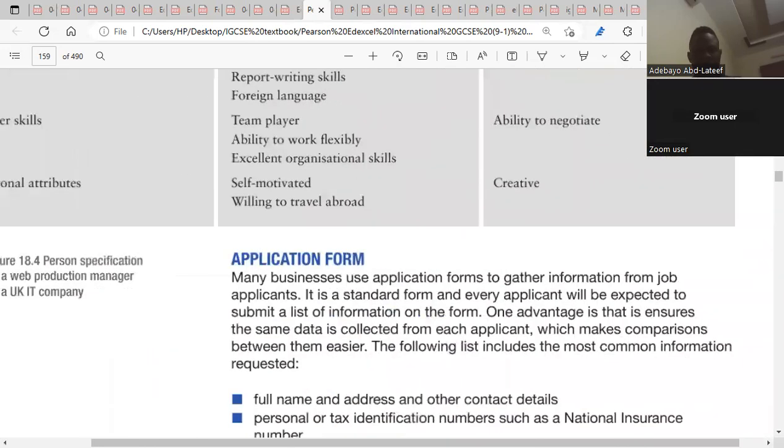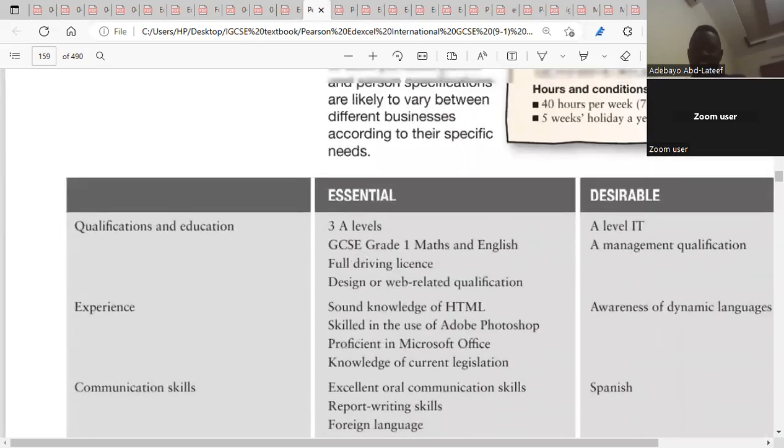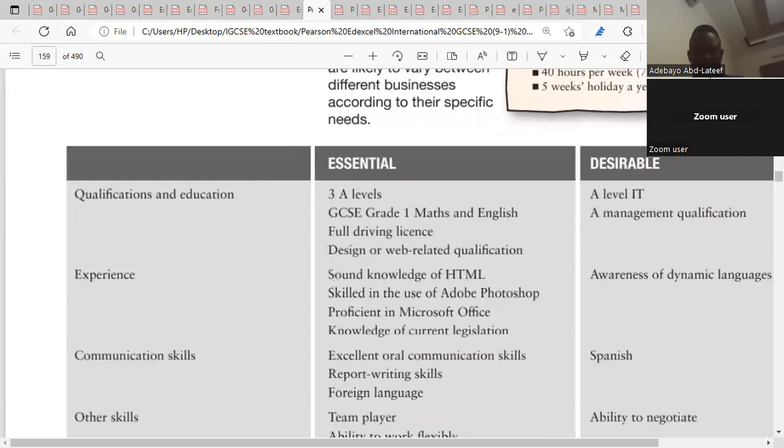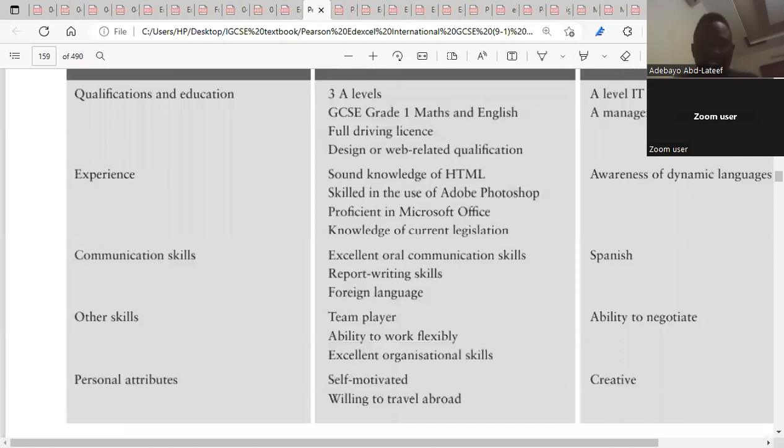So this is an application form. No. This is a job description. This is your CV, how your CV should look like. Okay. Do you get it? Do you get it now? The requirement to enter the job.